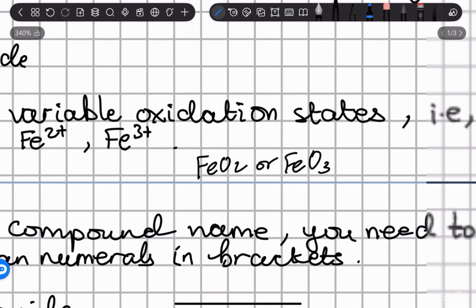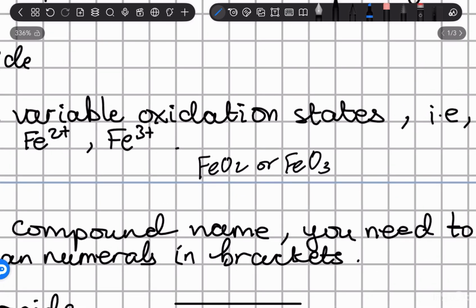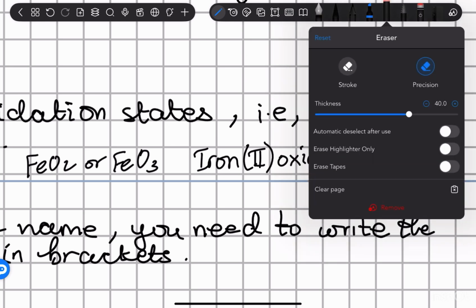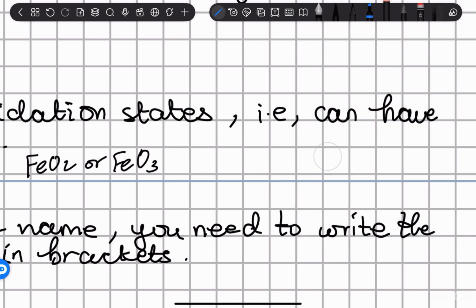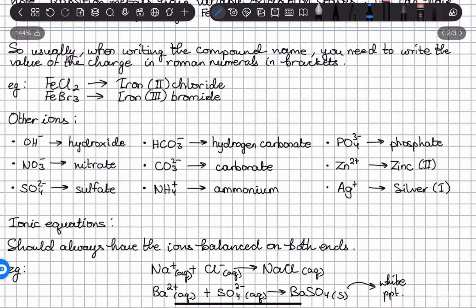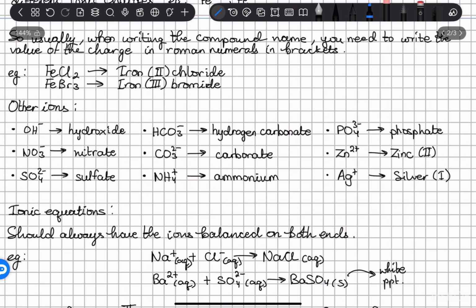And usually when you list these compounds in words, when you write them in words, you have to mention whether it's iron 3 or iron 2. So you usually say it like this: iron(II) oxide or iron(III) oxide. And that's just how you go about it for the transition elements. You need to mention the value of the charge in Roman numerals in brackets.